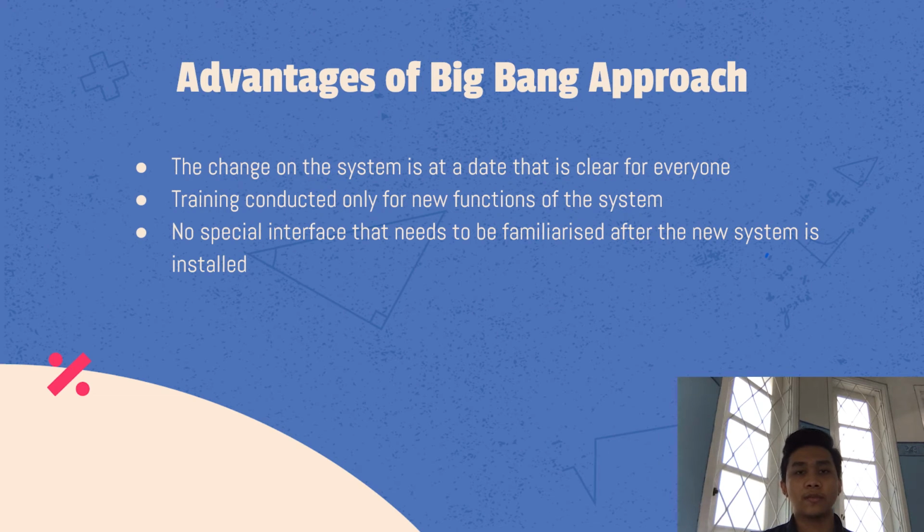Now let's move on to the advantages of the Big Bang approach. There are three advantages of the Big Bang approach. The first one is that the change on the system is at a date that is clear for everyone. Next, the training is conducted only for new functions of the system and there is no special interface that needs to be familiarized after the new system is installed.